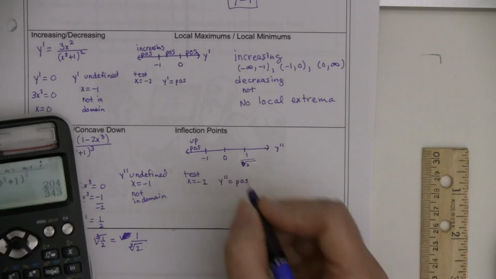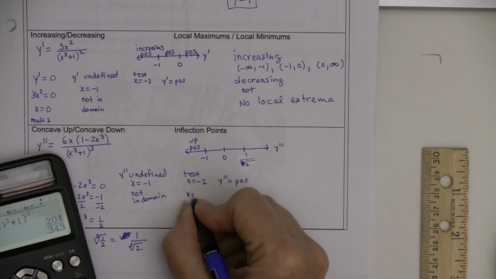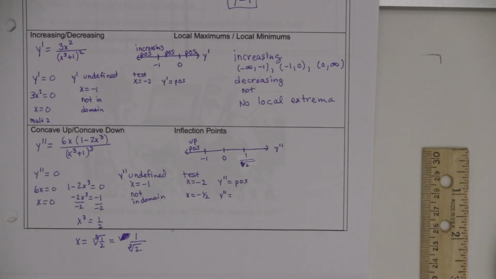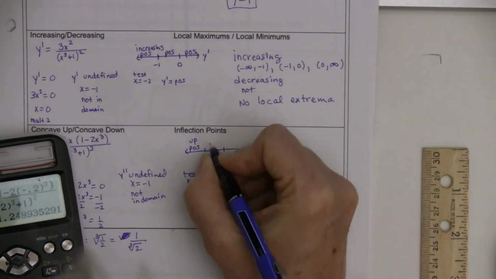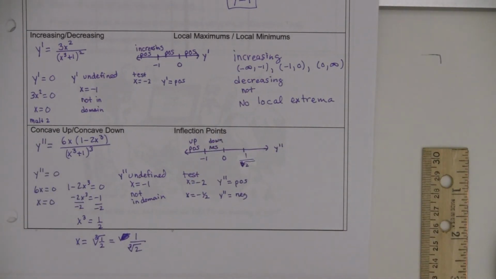And then I'm going to test something in between negative 1 and 0. So negative half will be what I'll test, x equals negative half. And I'm going to see what it is. All I have to do is go along here and edit where I have the negative 2. And so I am doing that. And I got a negative. And so that means it's concave down here. And testing something between 0 and 1 over the cube root of 2, I'm like, oh my, I wish I would have figured out.